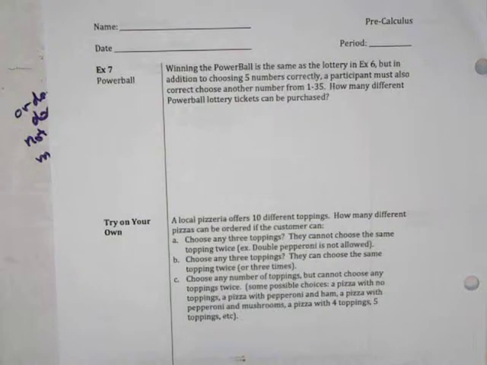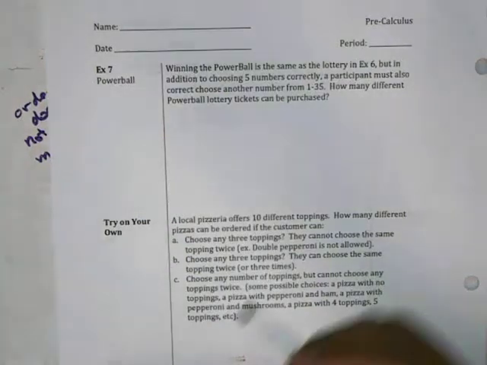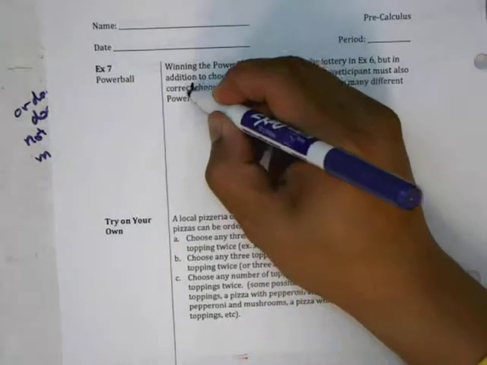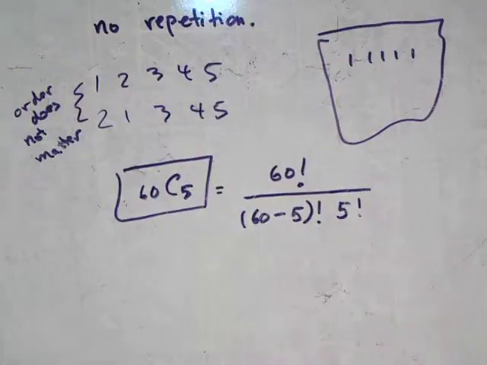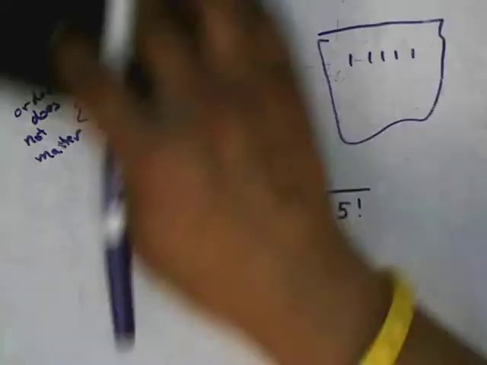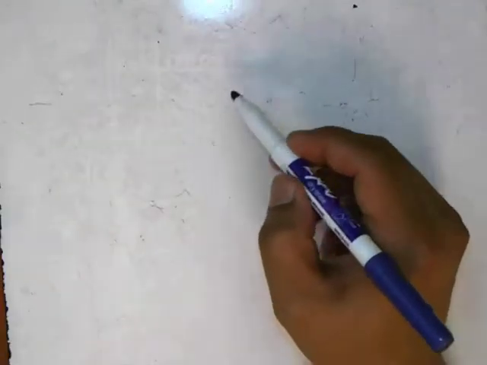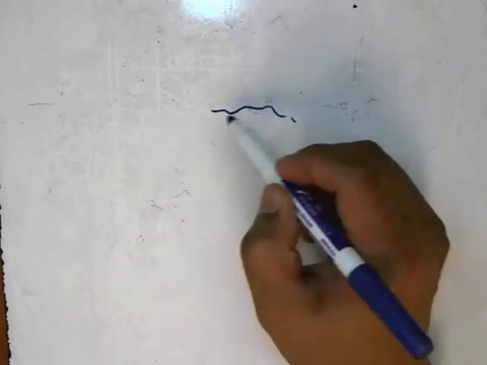It says, winning the Powerball is the same as winning the lottery in example 6, but in addition to choosing 5 numbers correctly, a participant must also correctly choose another number from 1 through 35. How many different Powerball tickets can be purchased? Well, let's think about this a little bit. And it's almost like we have to buy 2 tickets. The first ticket has to be correct.